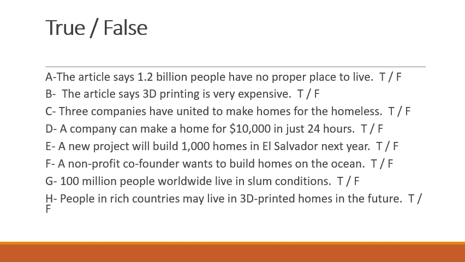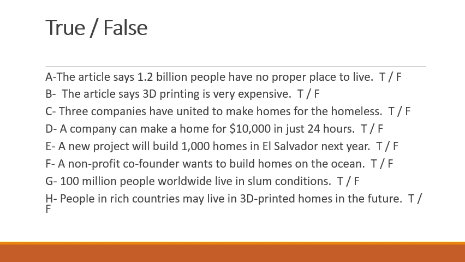Letter F. A non-profit co-founder wants to build homes on the ocean. That's false. He mentioned that it's like a drop in the ocean. G. 100 million people worldwide live in slum conditions. 100 million, which is letter G. That's true. Last one. People in rich countries may live in 3D printed homes in the future. True. Because in the article, they talked about the possibility of constructing or building 3D printed homes in the future in rich countries.